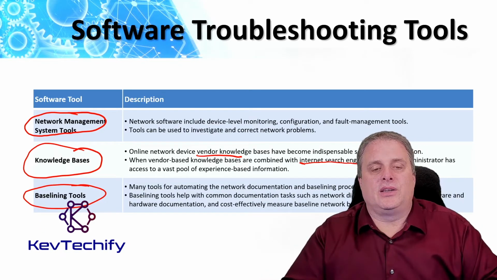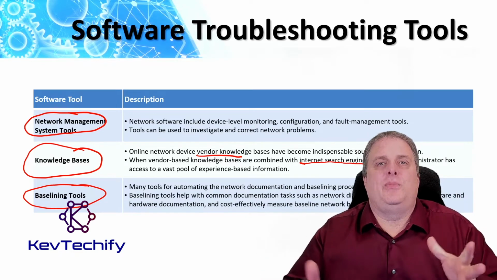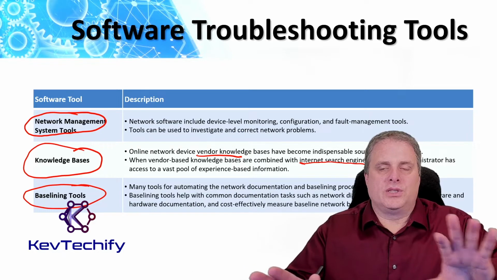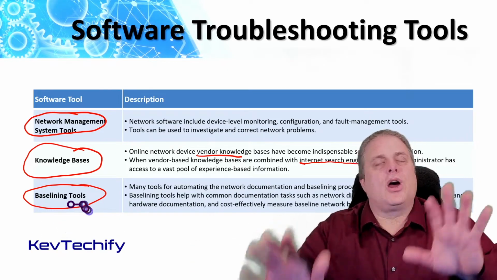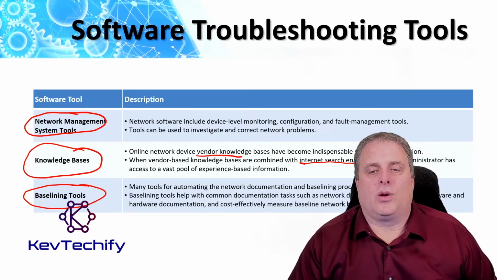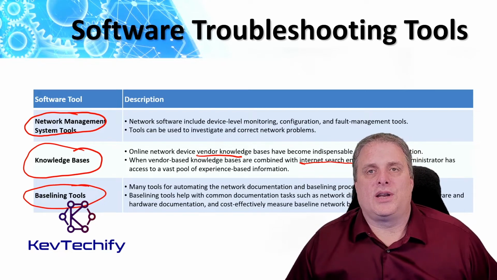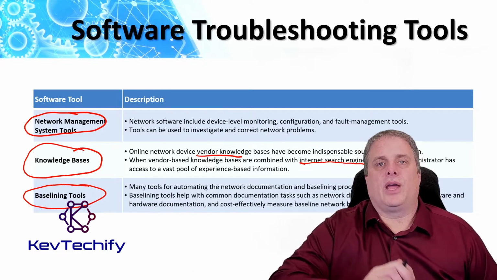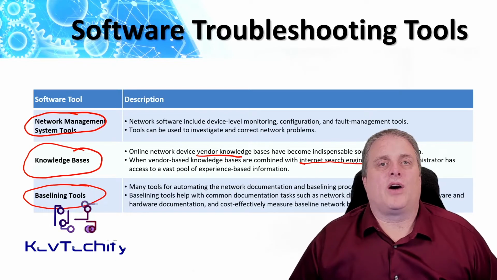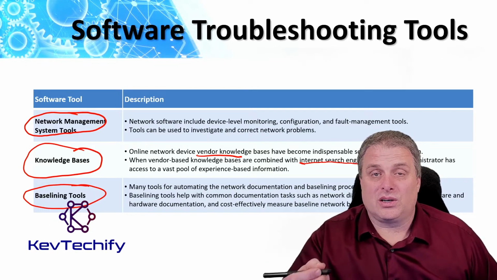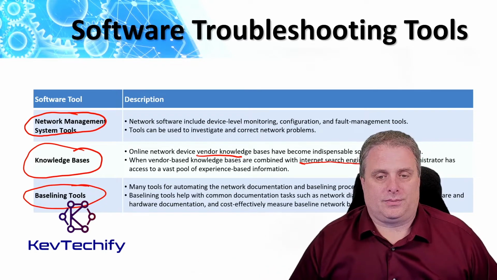Now, these baselining tools, they help with common documentation. They can use CDP to map out the neighbors, and once you figure out what the neighbors are, then they can go to those devices and figure out those neighbors, and they can draw you up a map dynamically of what's happening. We can look at updating network software and hardware documentation. It can go out there and say, okay, you have several devices out here that have old software. We have updates for them. And even some of these tools will even do the updates for you.